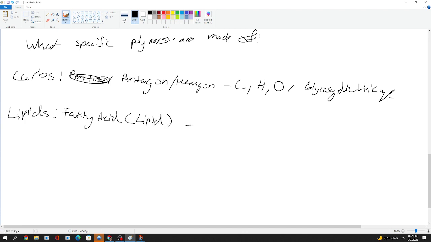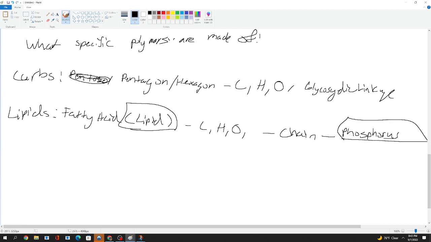And they're also going to contain only carbon, hydrogen, and oxygen. But the catch here is that you can tell it's a chain. You have to look for the chain, for a structure. And they could also contain phosphate sometimes, or phosphorus, because of a phospholipid.